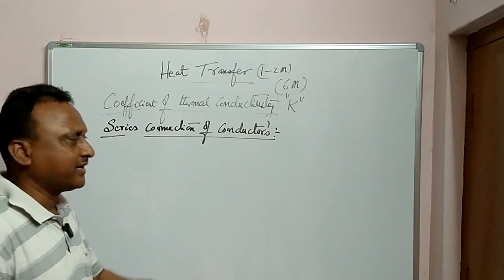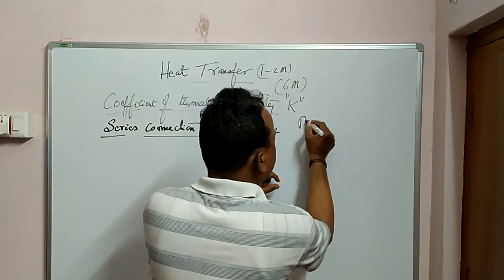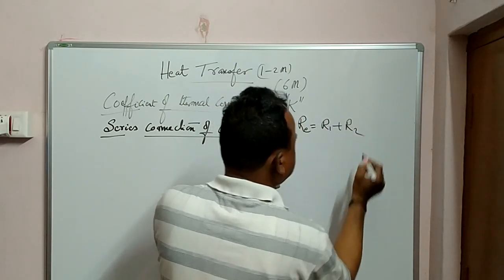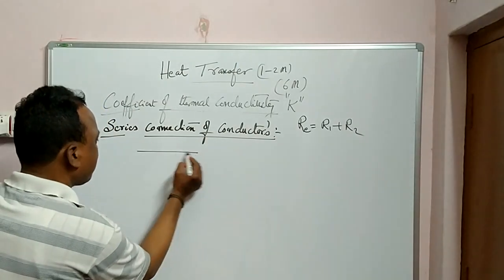Already in current electricity we learned about series connection of resistors. There, in series connection, what is the effective resistance? R effective is equal to R1 plus R2. In the same way, let us discuss here the series connection of conductors.